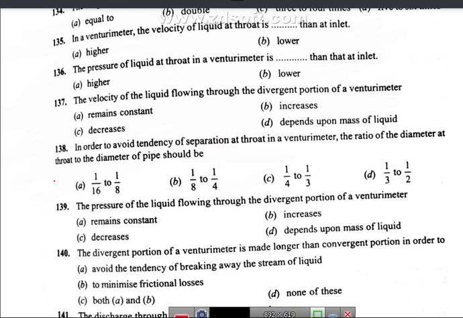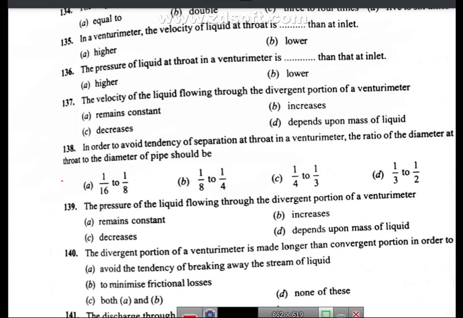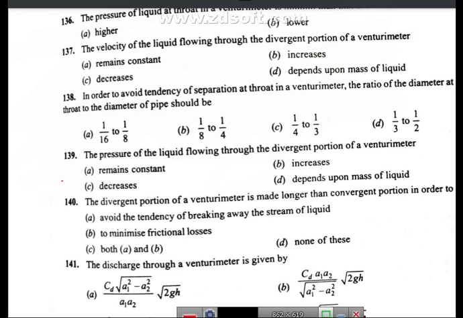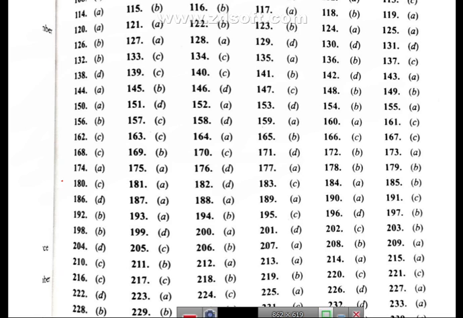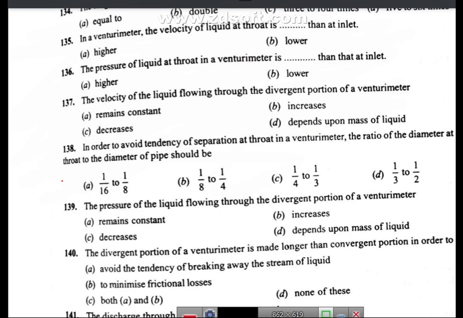Question 136 क्या है? Question 136 कह रहा है कि the pressure of the liquid at throat in a venturimeter is dash than that at inlet. 136 question है. The pressure of liquid at throat in a venturimeter is dash than that at inlet, higher or lower. What is the right answer? 136 का B, that is lower. Pressure of a liquid at the throat in a venturimeter is lower than at inlet.